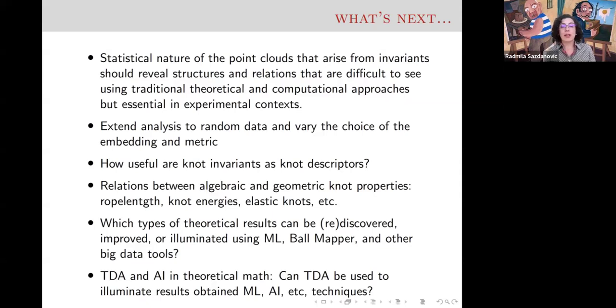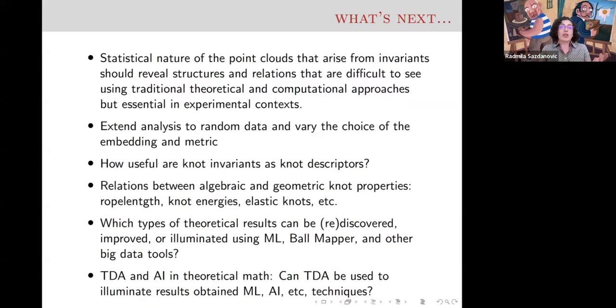Of course, what's missing here is to extend this analysis to random data and vary the choice of the embedding and the metric. And then maybe we can provide some insights into how useful these knot invariants are as knot descriptors. One thing that I would really like to do, and I think it's going to be especially interesting in experimental settings, is to relate the algebraic knot invariants that I've used here with more geometric knot invariants and properties like rope lengths, knot energies, etc.